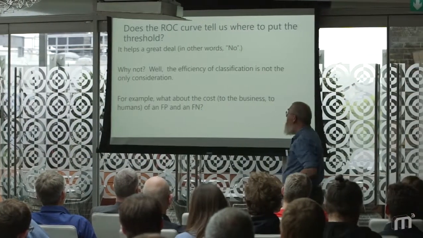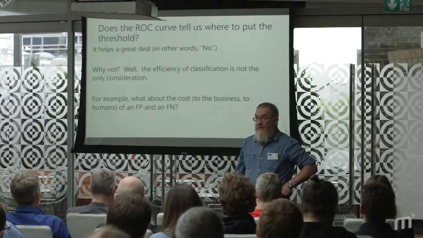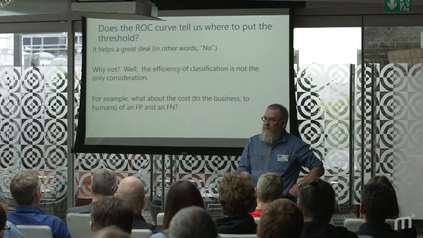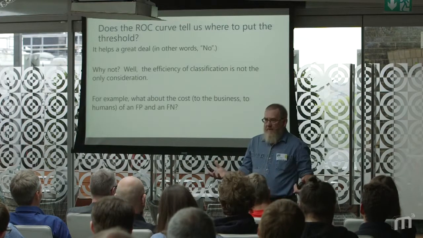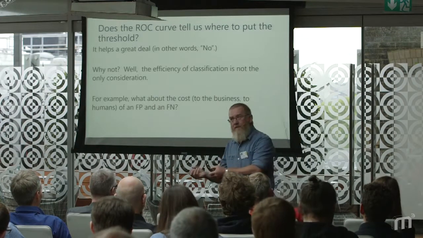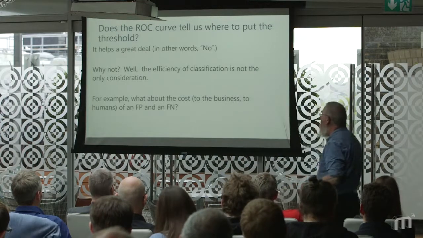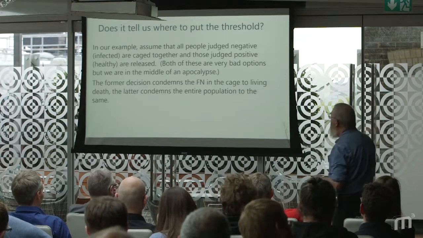So, does the ROC curve tell us where to put the classification? No, it doesn't. It's a help, and it gives you more information. But what it doesn't bear any thought about is what's the cost of a false positive and what's the cost of a false negative. What do these things actually cost you? And, of course, if you're facing zombies, well, where are we?